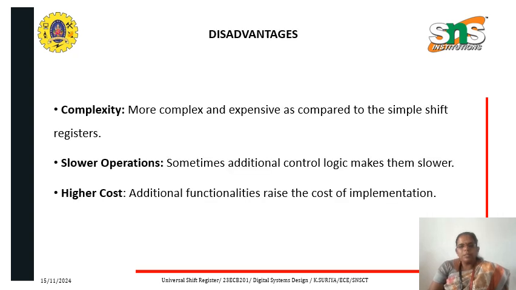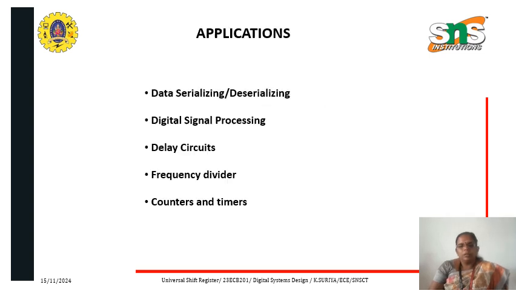Some of the disadvantages of universal shift register are that it's more complex and expensive as compared to the simple shift registers, and it's a bit slower. Sometimes additional control logic makes them slower, and the cost is also high. Additional functionalities raise the cost of the implementation.